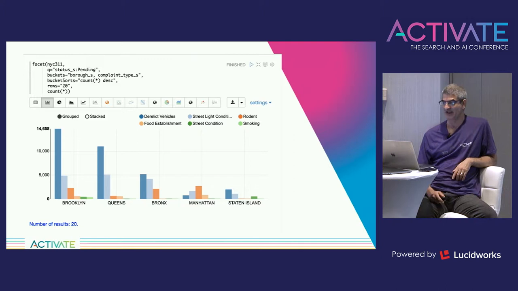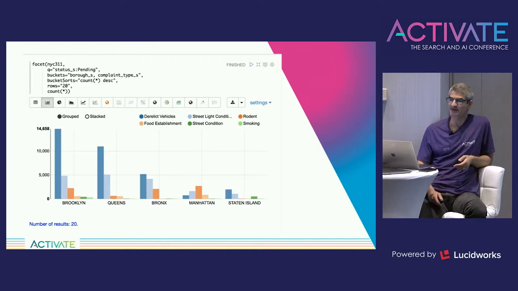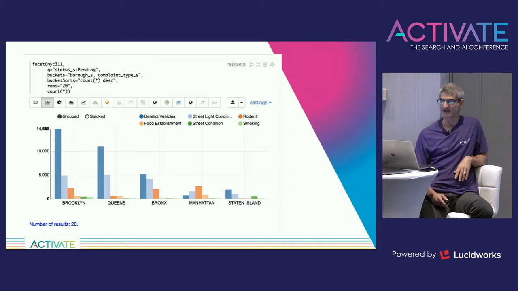So in this case, we're going to do a two-dimensional aggregation. We're doing a query that says the status of each record is pending, so show me all the records that have a status of pending, and then we have two dimensions in the buckets field, which is borough and complaint type. Then we're going to sort on the count star, bring back 20 rows, and count them. So basically we're saying, show me the top 20 combinations of boroughs and complaints with a status of pending. And you can see how nicely we can visualize that with a grouped bar chart. You can just see right away the pending things that are most common in different boroughs.